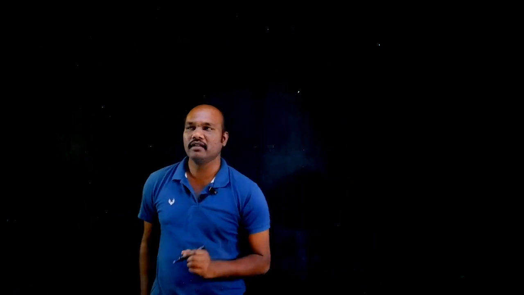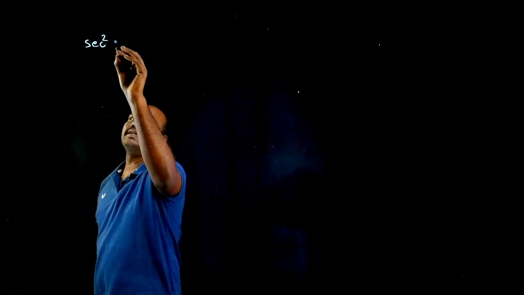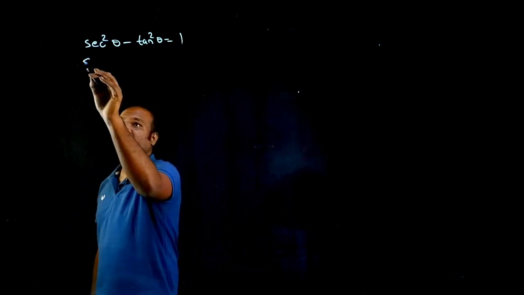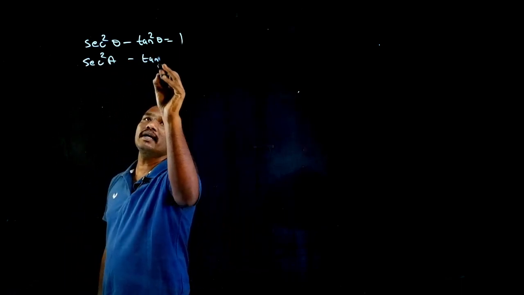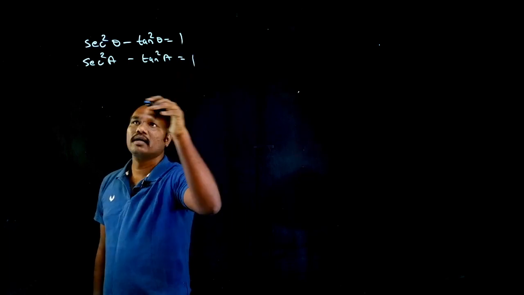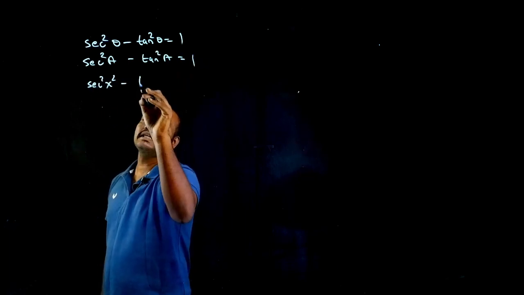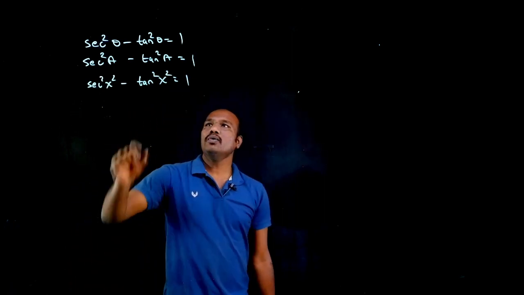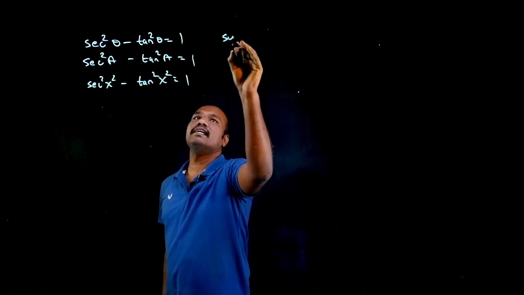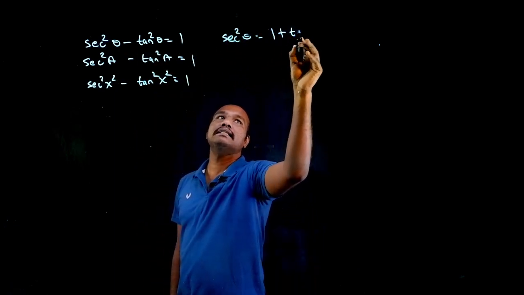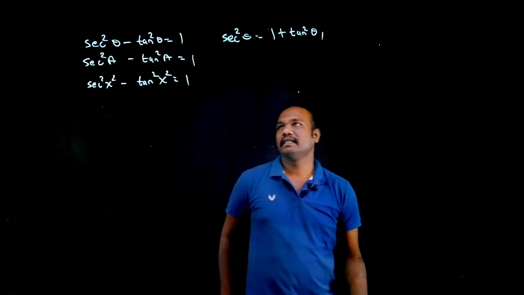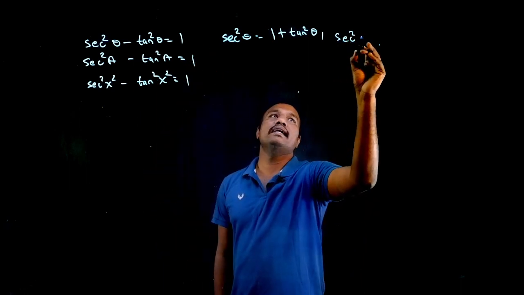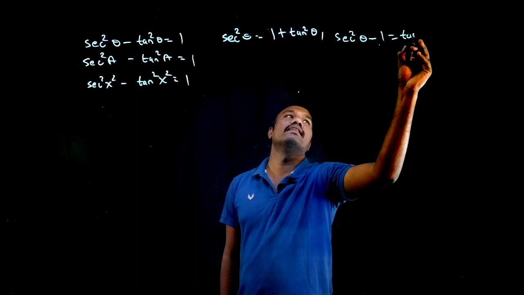Okay. The second formula that we have learnt is what? Secant square theta minus tan square theta is equal to what? 1. In the same way, if I write secant square A minus tan square A, that will be equal to 1. So secant square x minus tan square x will also be equal to 1. Now, if I send this term here, secant square theta will be equal to 1 plus tan square theta. In the same way, if I send 1 this side and tan square this side, secant square theta minus 1 is equal to tan square theta.